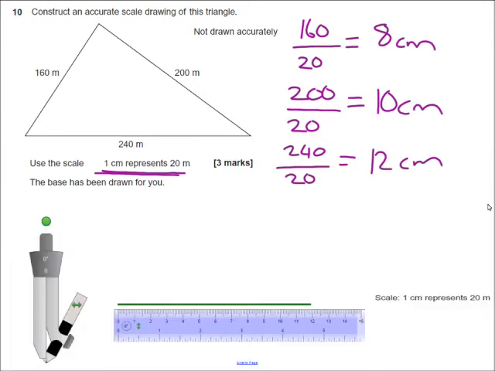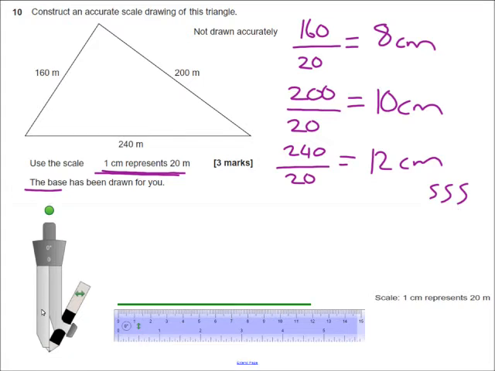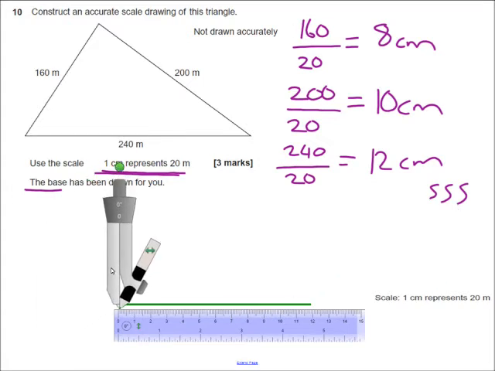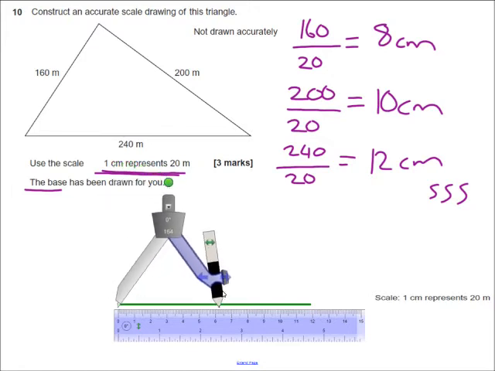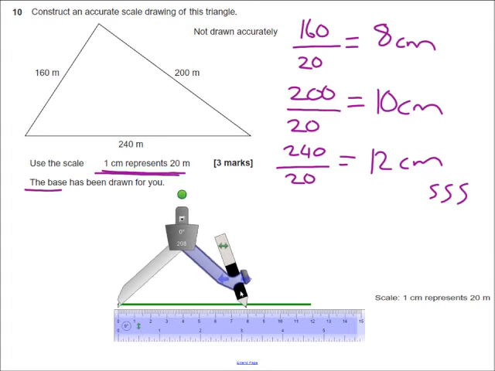Let's look at drawing our triangle now we know the lengths of the sides we need to draw. Now they've given us the base already. It tells us the base is drawn already. So I've represented that as the green line on this diagram. Now what I need to do is draw a side, side, side triangle, because we've been given the length of 3 of the sides. Now one of the sides, the baseline, has been drawn, so all we need to do is place our compass on our ruler and measure out 8 centimetres to get our 160 metre line.